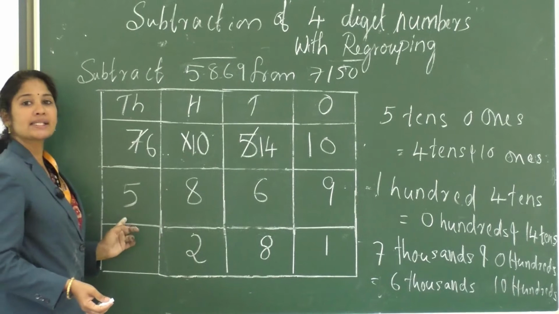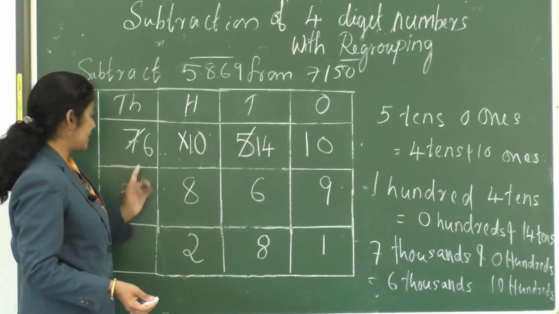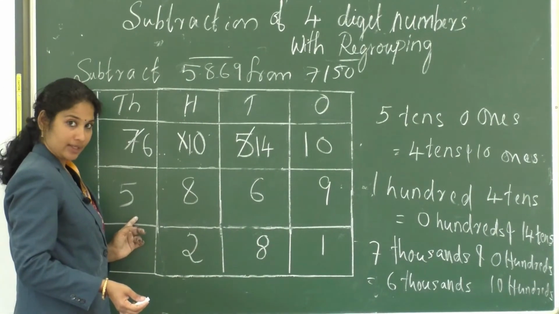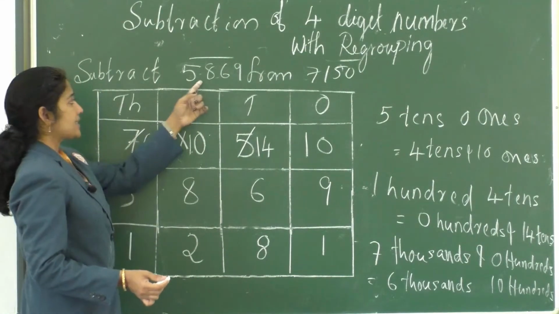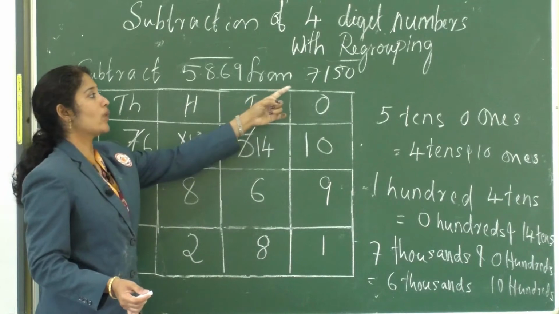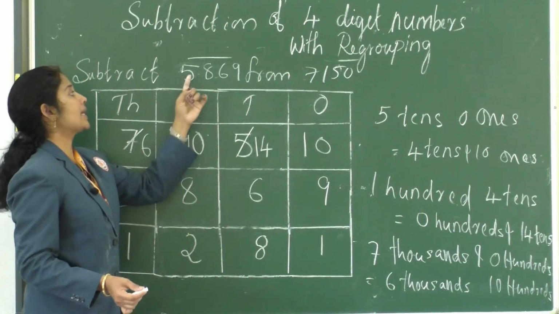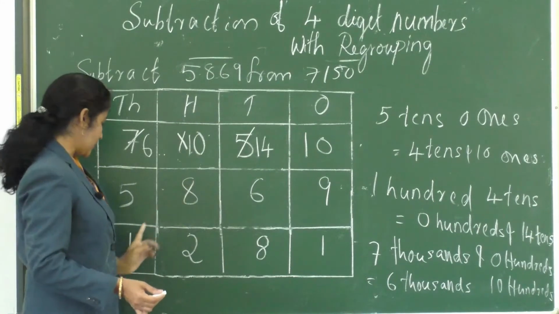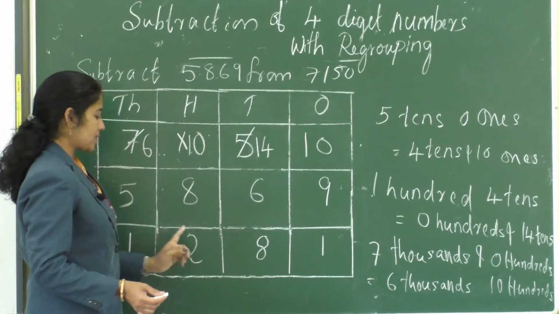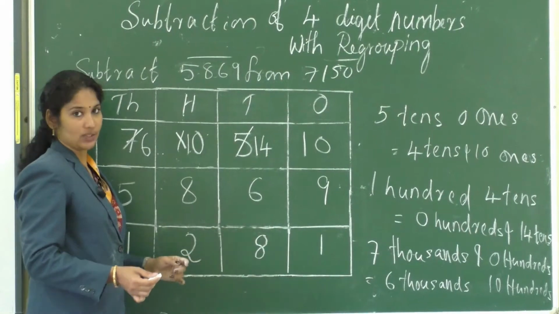Now we have 6 and 5. What is 6 minus 5? Yes, 1. Thus 7,150 minus 5,869 is equal to 1,281.